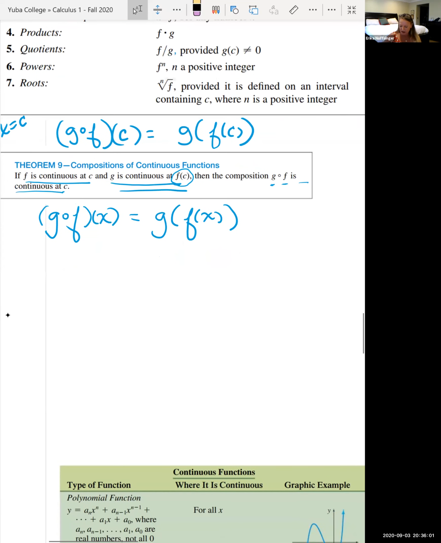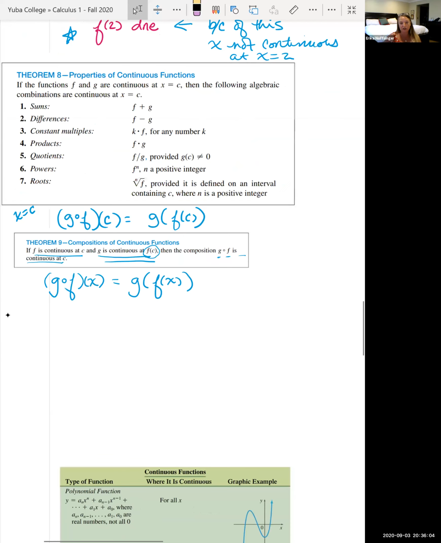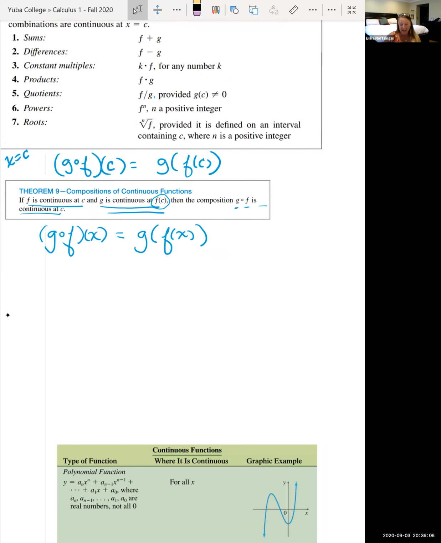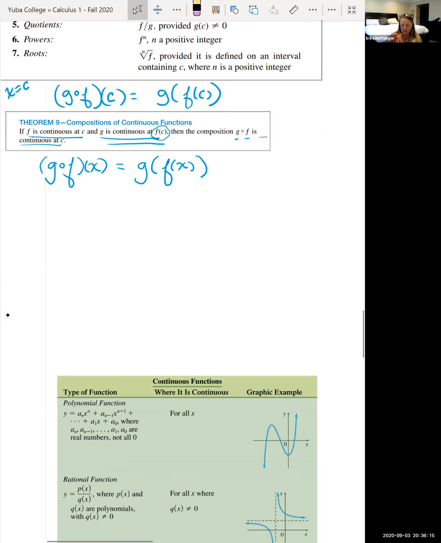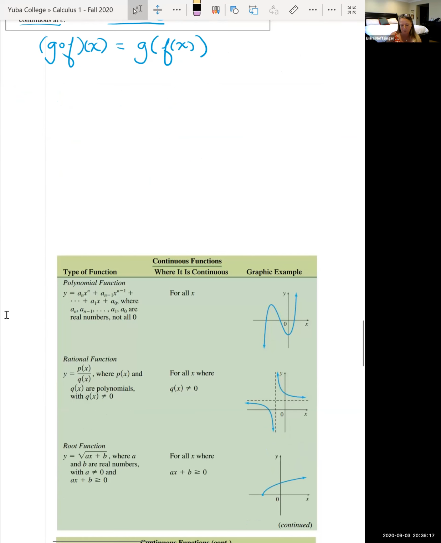Other things that are kind of helpful too is to know about your different types of functions and where they're continuous and where they're not continuous. Knowing how to find the domain of your function is helpful. And so different types of functions we know about. Polynomials.